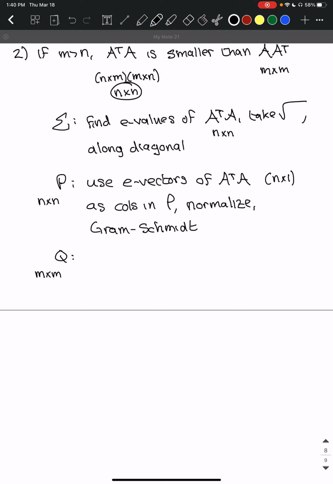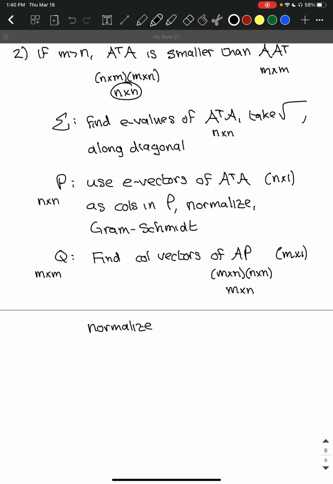And then Q is M by M. So I'm going to find the column vectors of A times P, so the matrix I just found. Let's do some analysis on here. A is N by M. Sorry, wrong way. A is M by N. P is N by N. So my matrix here will give me an M by N matrix. And so the columns will be M by 1, which is exactly what I need.